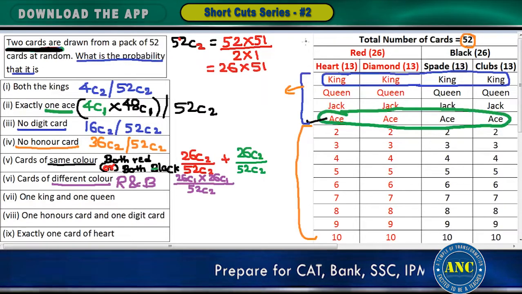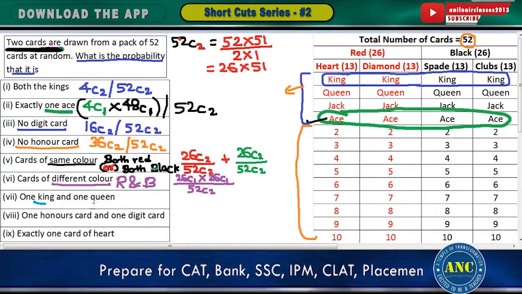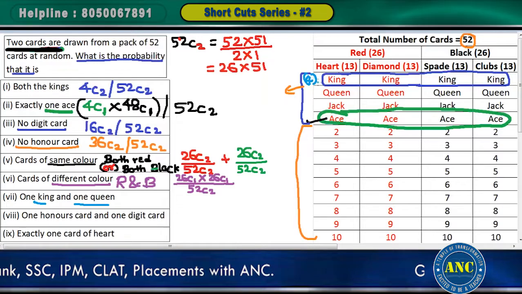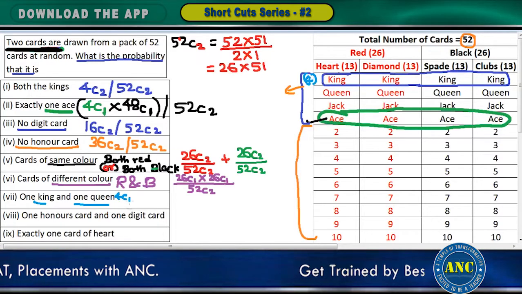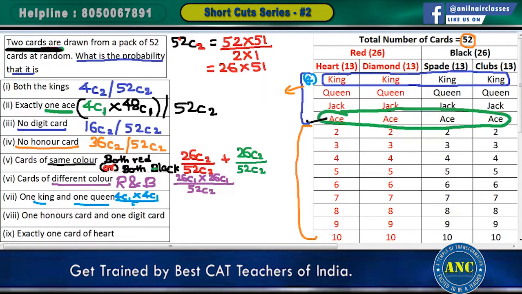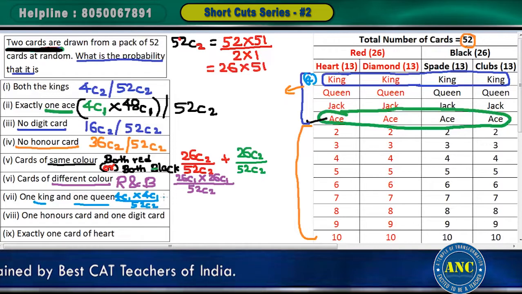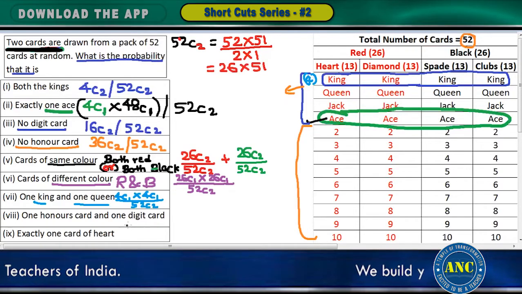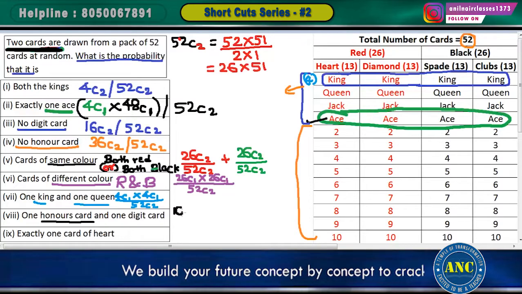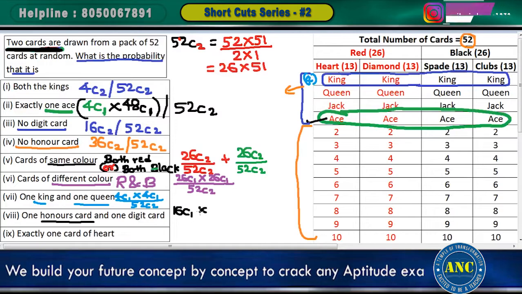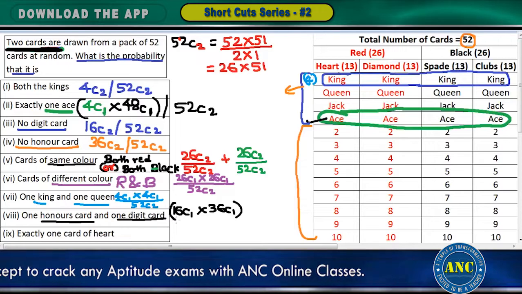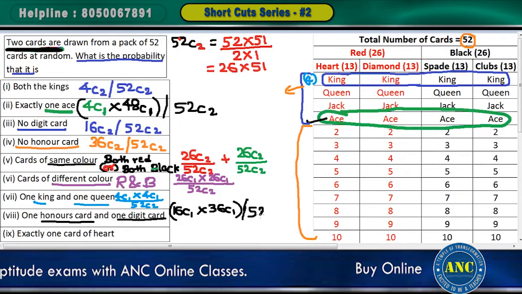Next, 7th question. 1 king and 1 queen. Totally how many kings are there? 4 kings. Out of 4, select any one, and out of 4 queens, select any one. The denominator is 52C2. The next question is one honor card. How many honor cards are there? 16 honor cards are there. Out of 16, select any one. And one digit card. How many digit cards are there? 36 digit cards are there. Divided by 52C2.